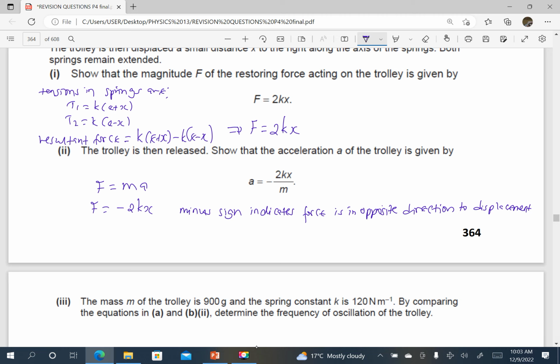So we now substitute: m times a is equal to negative 2kx, which when we simplify, we divide both sides by m. The acceleration a is going to be negative 2kx divided by m, as required. So do not forget to define the minus. It is the most important marker there.